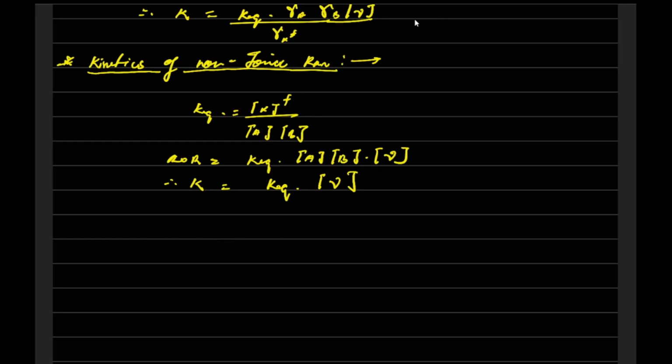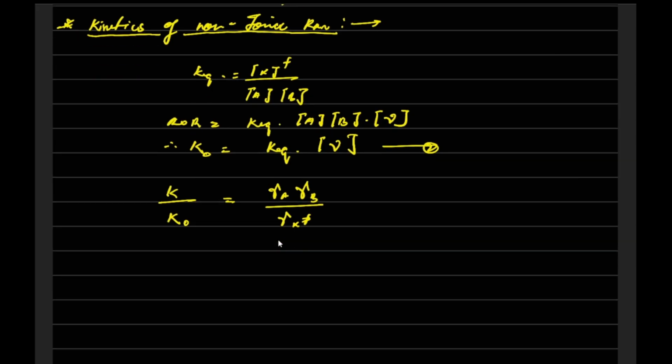If we divide 1 by 2, so K by K naught, that is non-ionic, it is like gamma A into gamma B divided by gamma X star. So this is for non-ionic reaction.